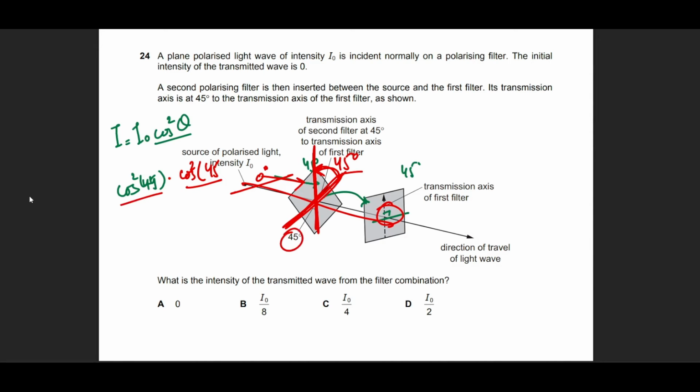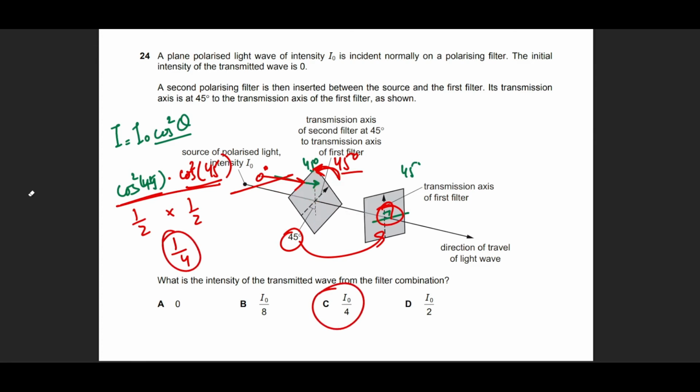So we put 45 over here. In the second stage, it changes from 45 and then becomes 90. So there is a change of another 45. So this is going to go like this. So cos square 45 is 1 over 2. Cos square 45 is 1 over 2. This collectively becomes 1 over 4. It's going to be option C.